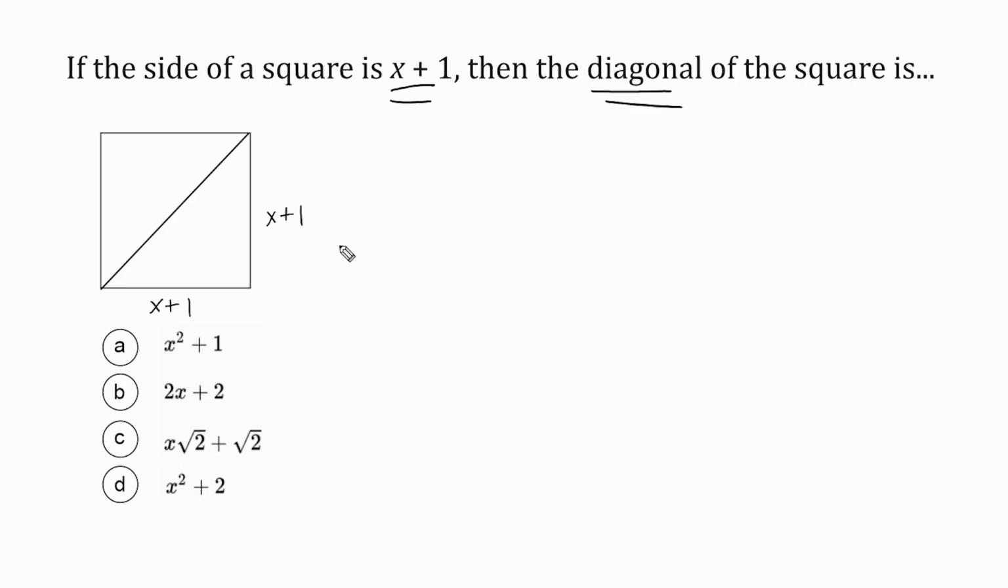Now, we should notice that we're dealing with a right triangle. Therefore, we are going to use the Pythagorean Theorem, which is a squared plus b squared equals c squared. So basically, squaring each one of these two legs and adding them together should be equal to one of these four choices to the second power. So let's plug x plus 1 into a and b. So we have x plus 1 squared plus x plus 1 squared is equal to c squared.